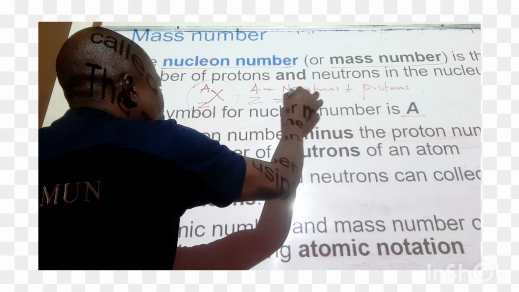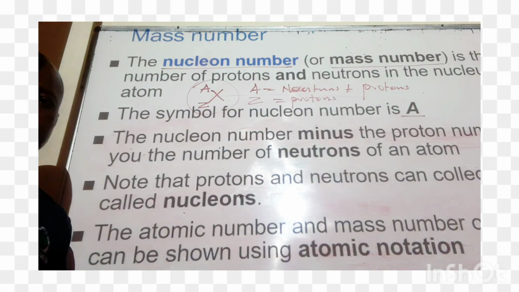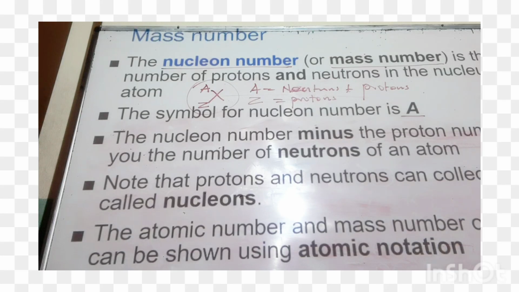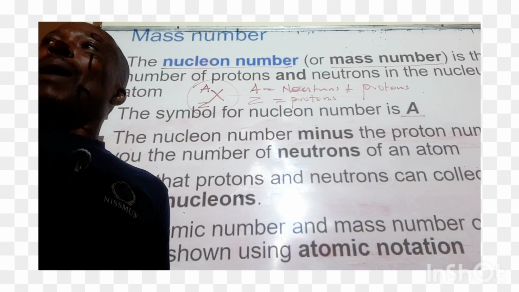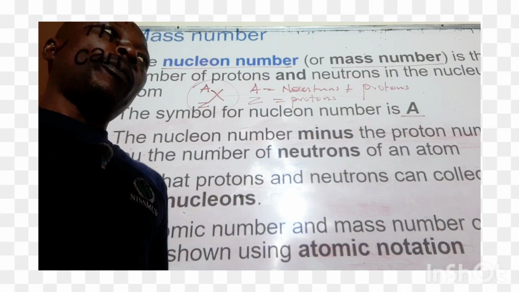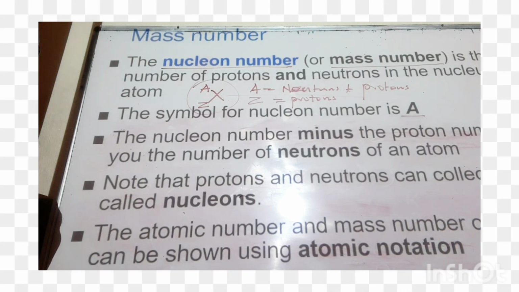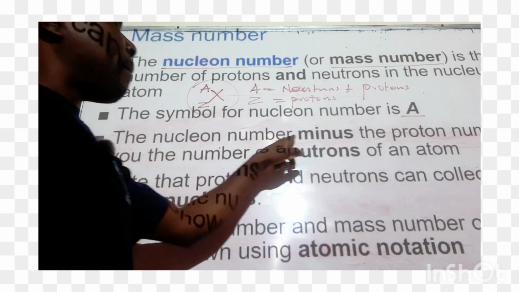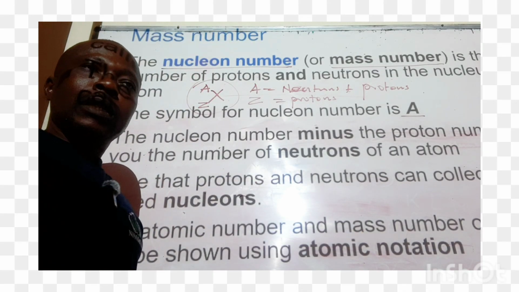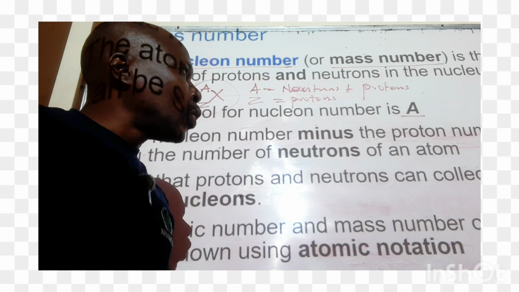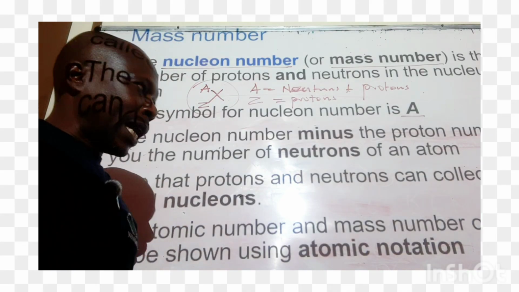Z equals protons. These are the particles present in the atom. So with this, we can calculate the number of particles, each of the three subparticles, present in an atom. Since the nucleon number minus the proton number will give us the number of neutrons of an atom.